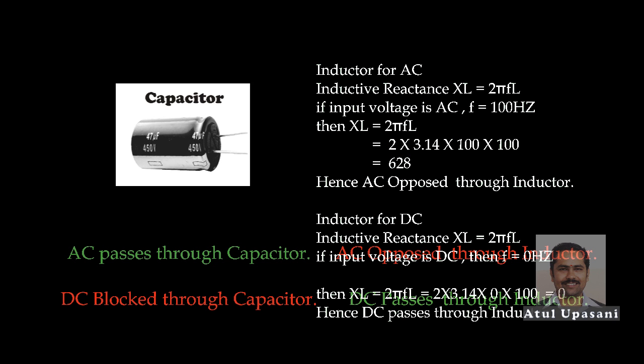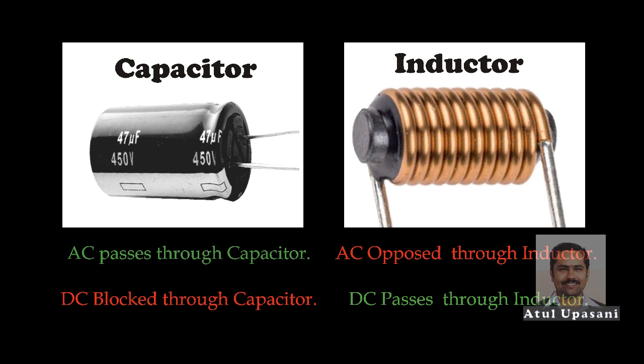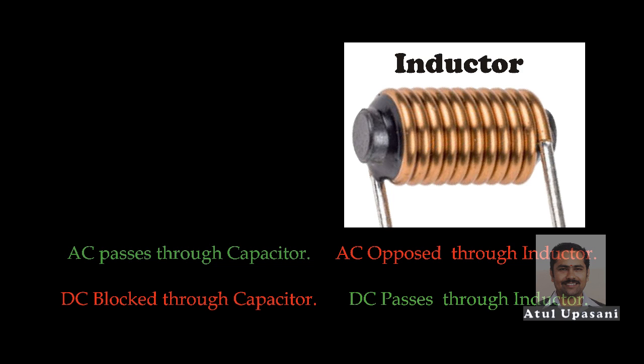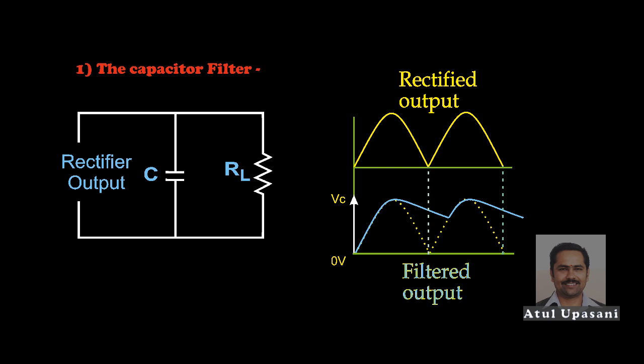So if you compare these two components, their properties for AC and DC are complementary to each other. So using these properties, we can construct the filter circuits. Now back to the filter circuits. There are 5 types of filters that can be constructed using the combination of these two components. First of all, let us see the capacitor filter.